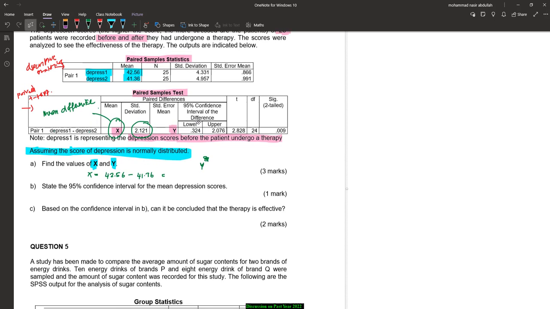Y ini adalah standard deviation of the difference divided by square root of n. So Y should be tiga markah, senang saja. 2.121 divided by square root of 25. So you dapat dia, letak answer lah kat sini. Okay. Boleh? Right, good.